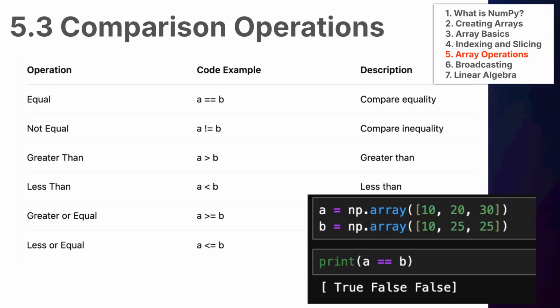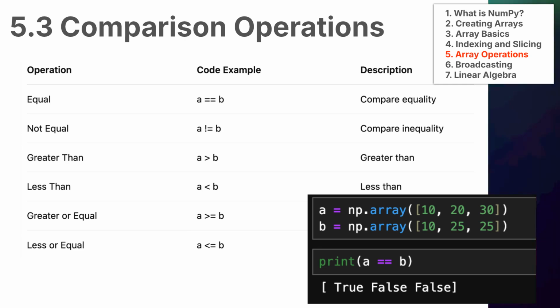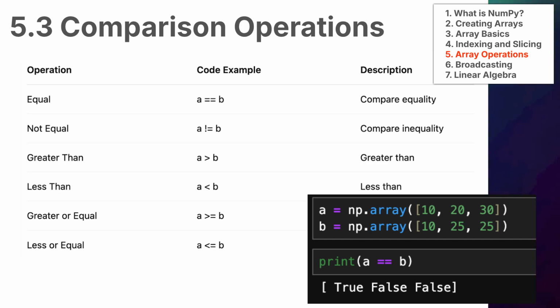Let's say you have two arrays, A and B, and compare using equal. Each element in A is compared with the corresponding one in B. 10 and 10 is true, 20 and 25 is false, 30 and 25 is false. The rest of them behave similarly. Compare arrays element by element and return true or false.